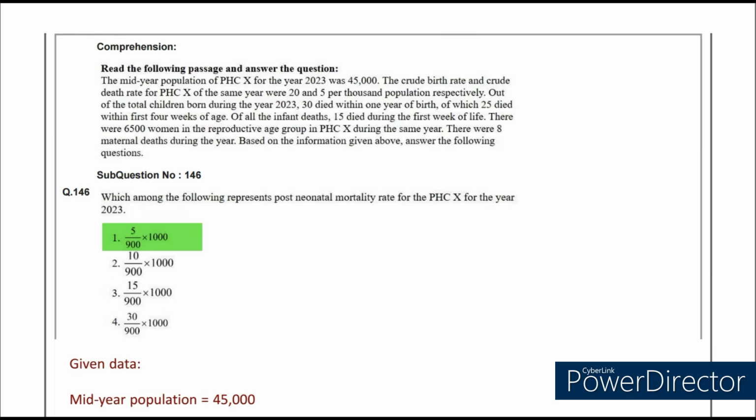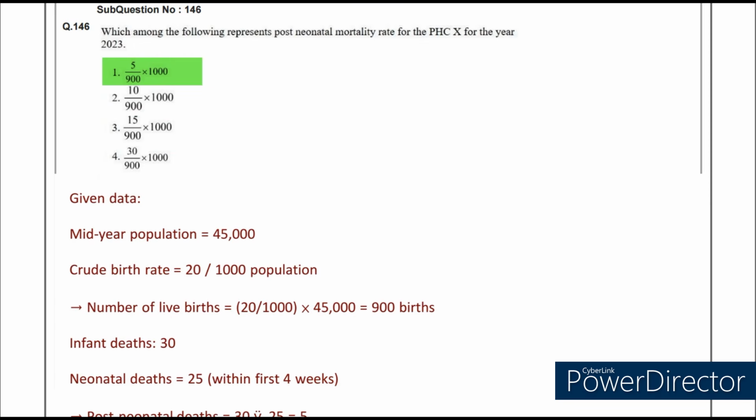And now coming to question number 146, again a new passage, and it is a repeated question. They have given this already multiple times in previous papers. If you have been through previous papers, this question would have been very easy for you. So let's see what data they have given. The immediate population is given as 45,000. Crude birth rate is given as 20 per 1000 population. So the number of live births will be 20 multiplied by 45. So that is 900 births.